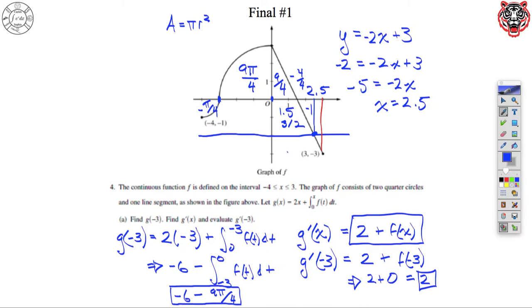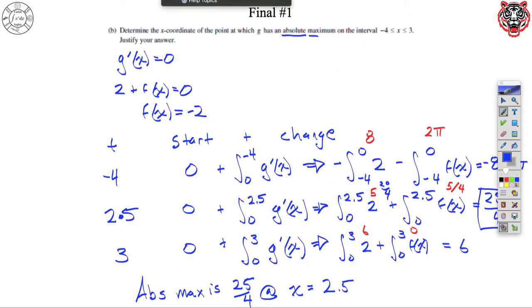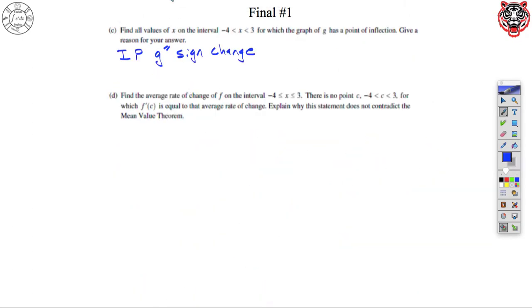So coming all the way back over here, g prime is 2 plus f of x. So if I take the derivative of both of those terms to do this next derivative, the 2 goes to 0, since it's the derivative of a constant, and that's now f prime of x. So g double prime of x is equal to f prime of x. And that needs a sign change.